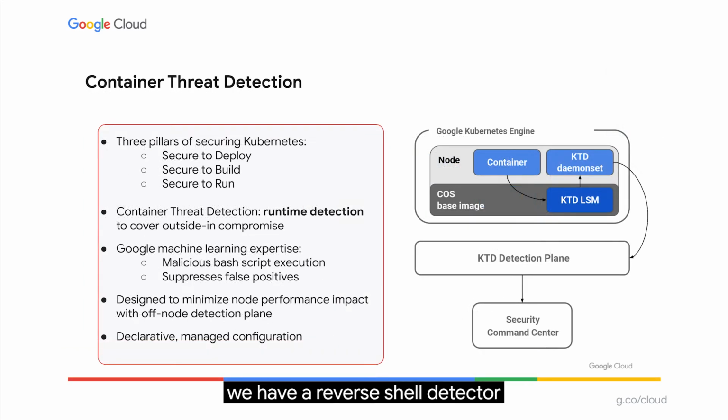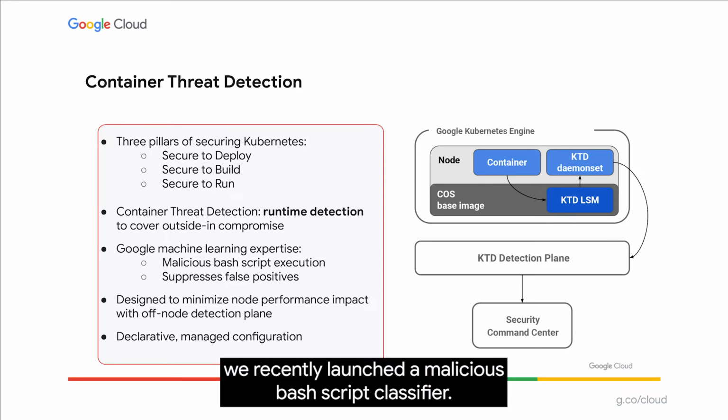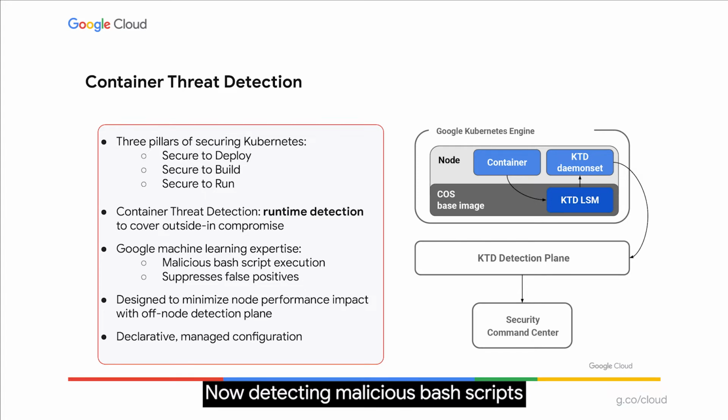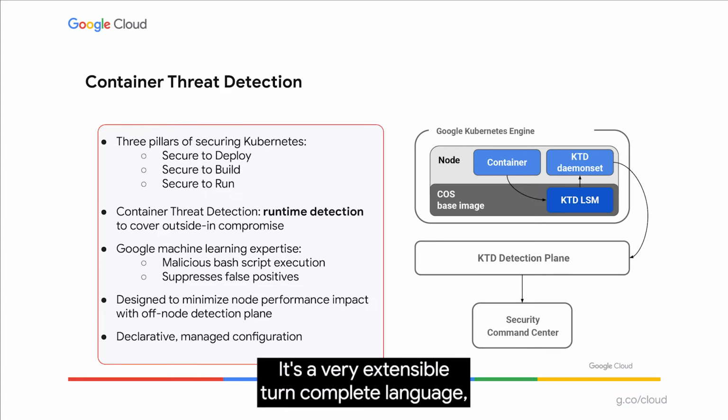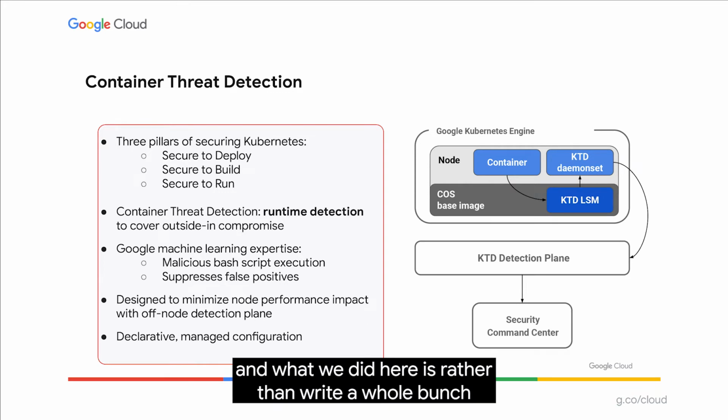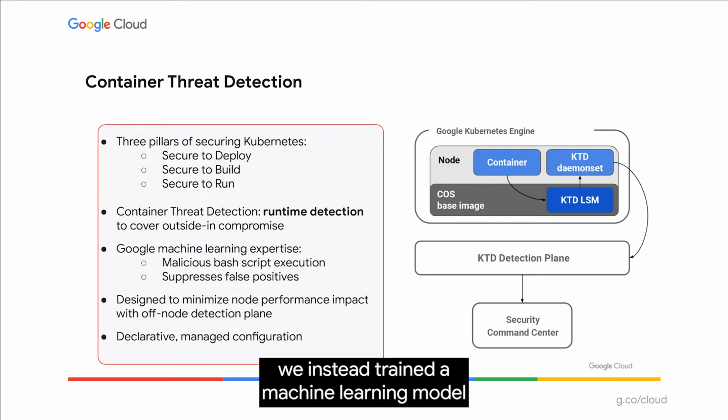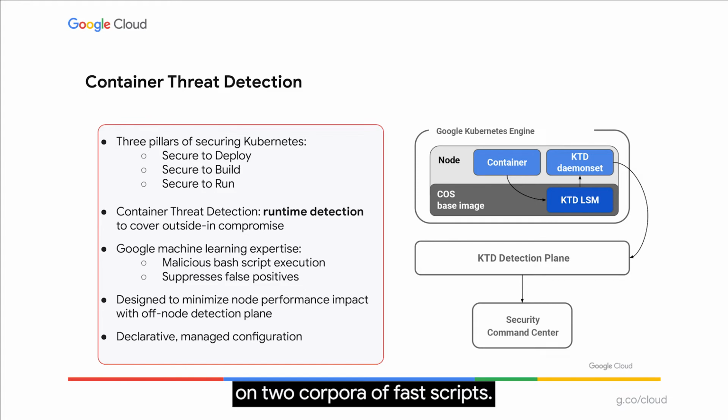In addition to those 2 detectors, we have a reverse shell detector, and last fall, we recently launched a malicious bash script classifier. Now, detecting malicious bash scripts is a kind of hard problem. It's a very extensible Turing-complete language. And what we did here is, rather than write a whole bunch of higgledy-piggledy rules, we instead trained a machine learning model on 2 corpora of bash scripts.